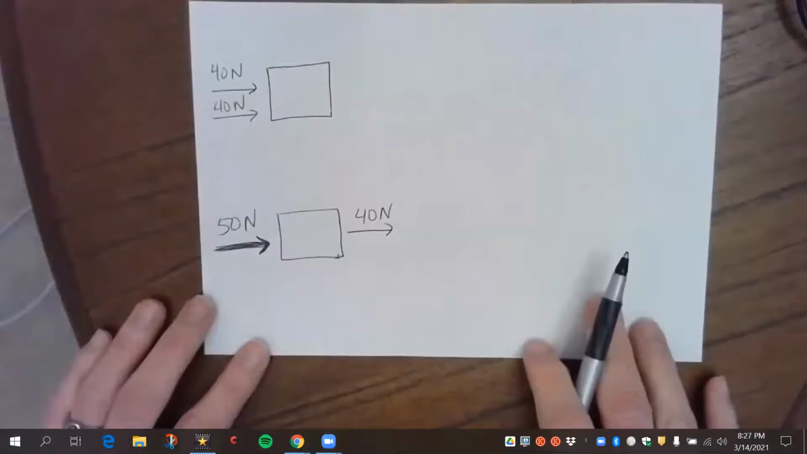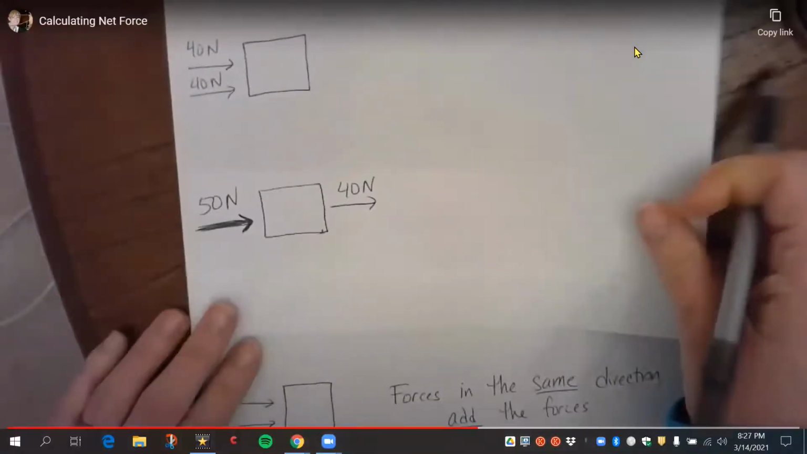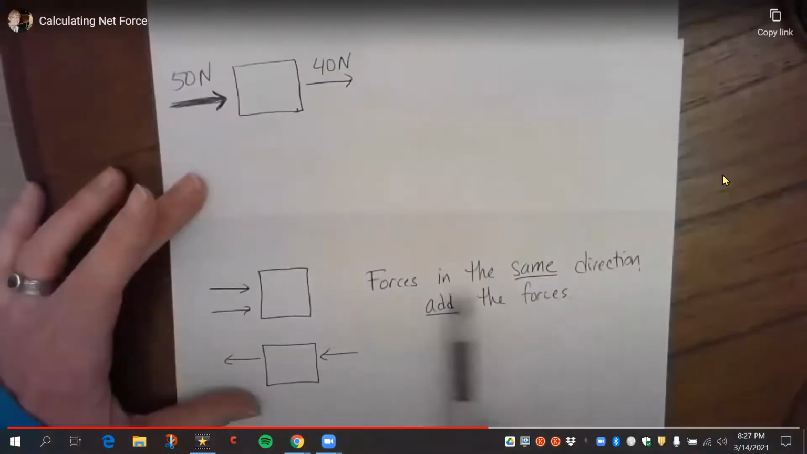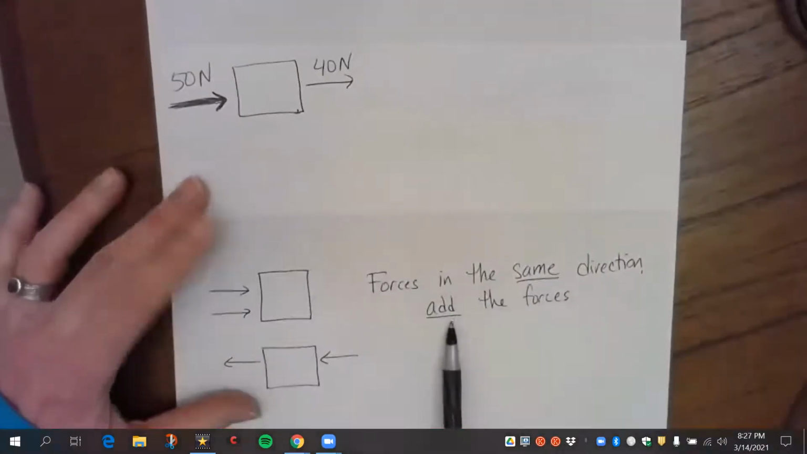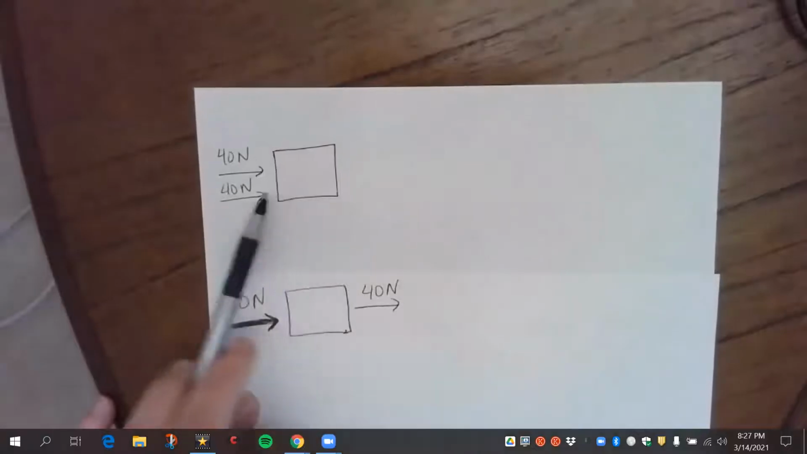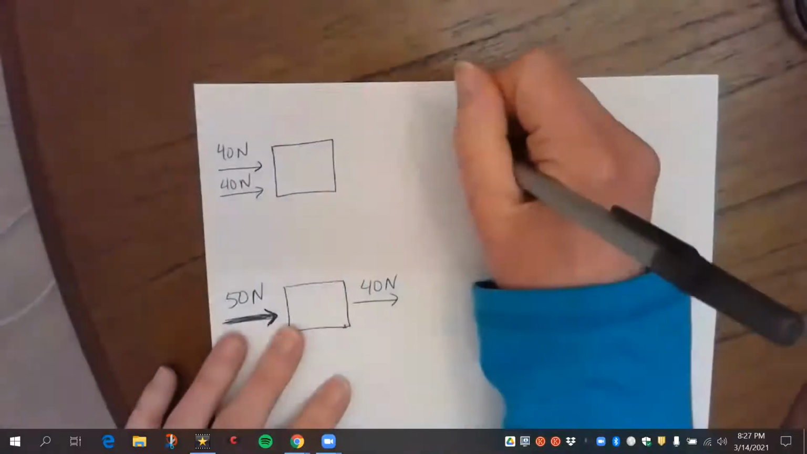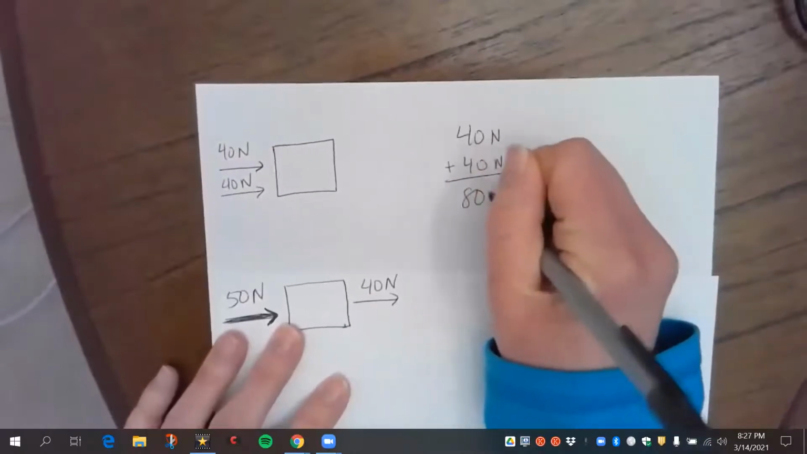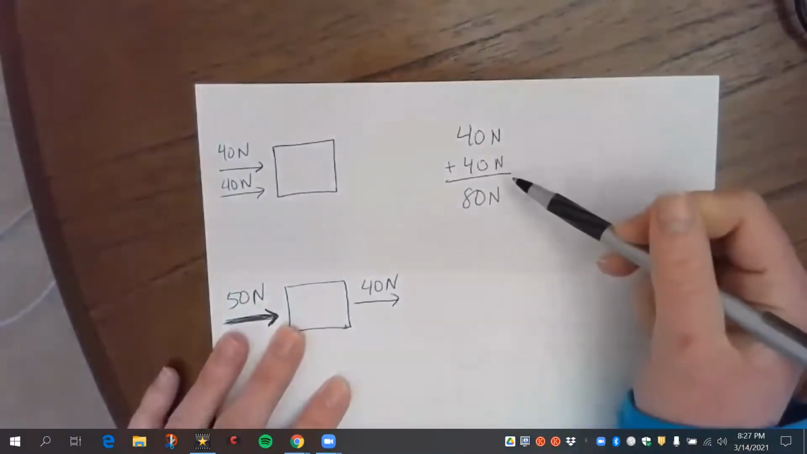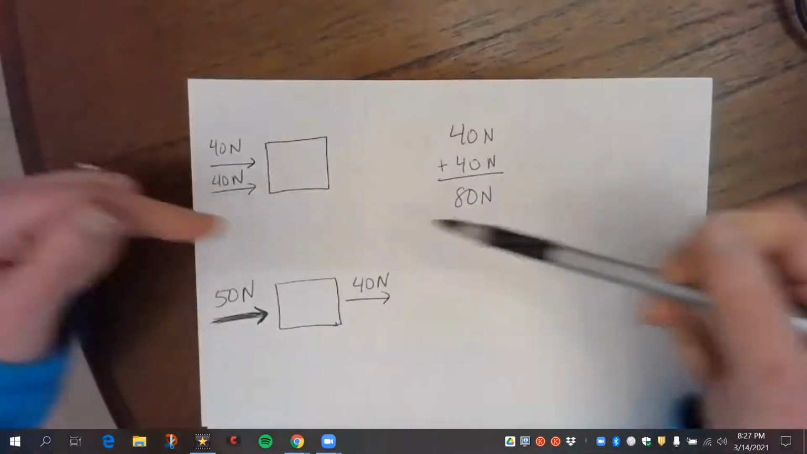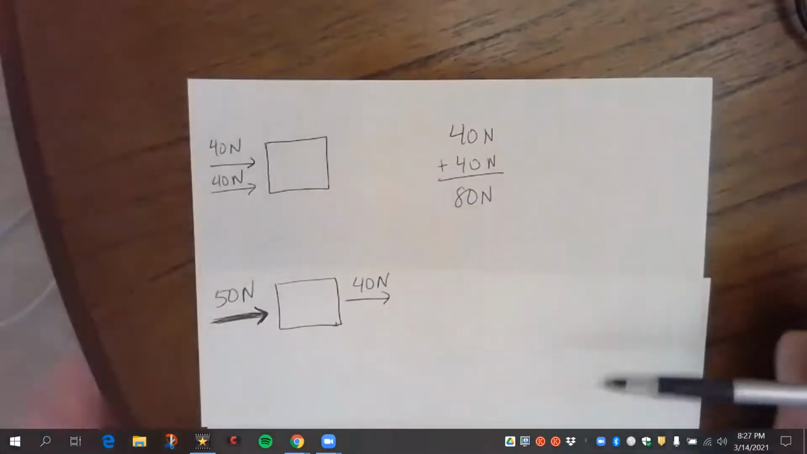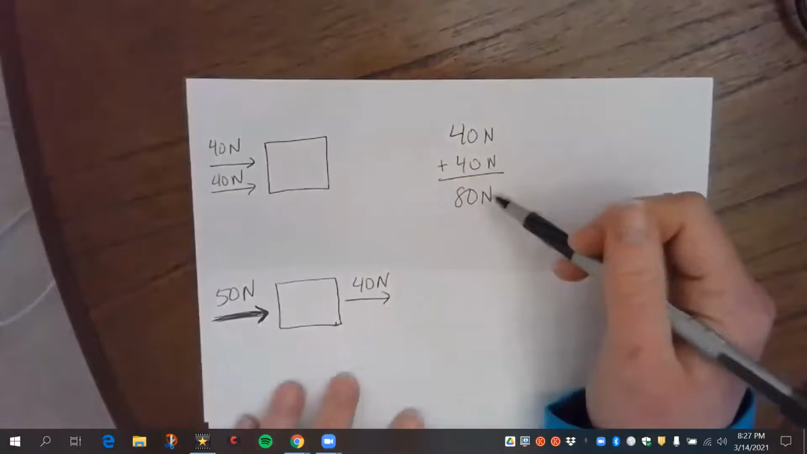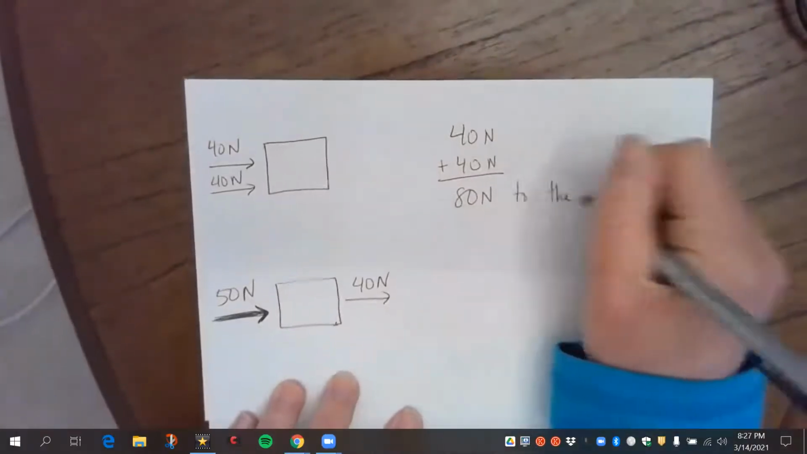All right, our next example. We have forces going in the same direction. And again, according to your notes, which you should keep referring to, forces that are moving in the same direction, we're going to add the forces together. All right, so in our first example, we have two forces going to the right. So we have to add them, 40 newtons plus 40 newtons, and you get 80 newtons. Again, these are unbalanced because they're not acting opposite of each other in a way that's not going to cause motion. And this is 80 newtons to the right.